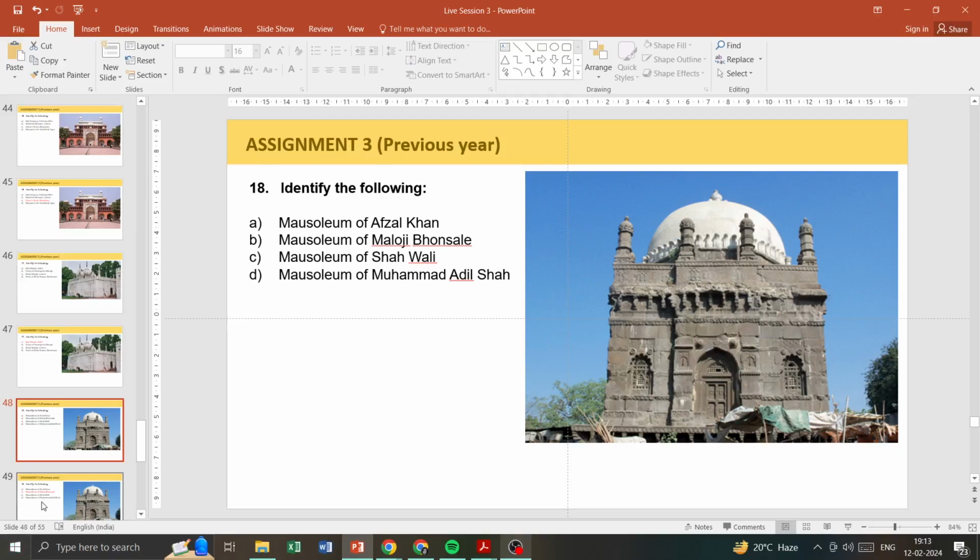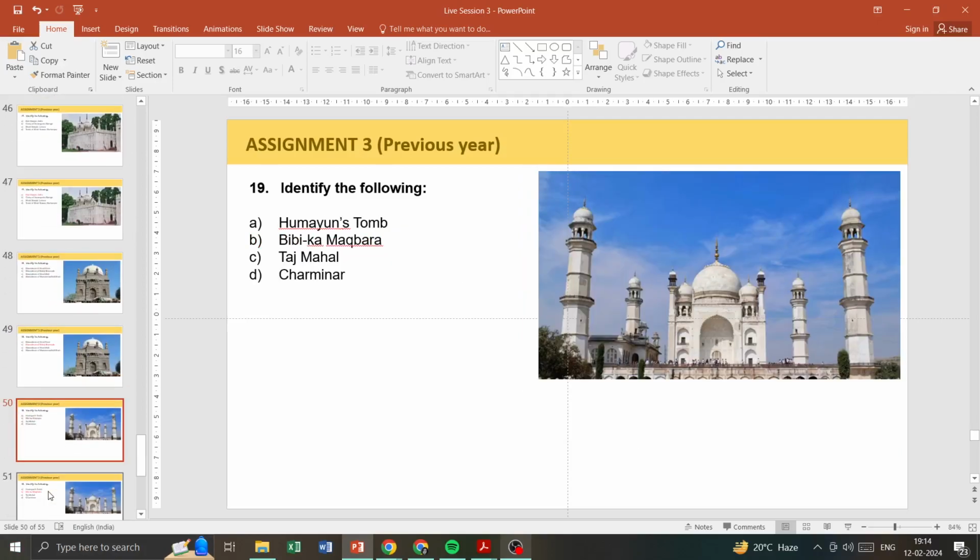And you can see that the idea of the mausoleum is heavily inspired from the Sultanate architecture, from Islamic architecture. The style is very similar, with a square building with a dome on top, but you see the very Indian elements in this also, like the use of chhatris and the window carvings and other things. So the answer is Mausoleum of Maloji Shah.